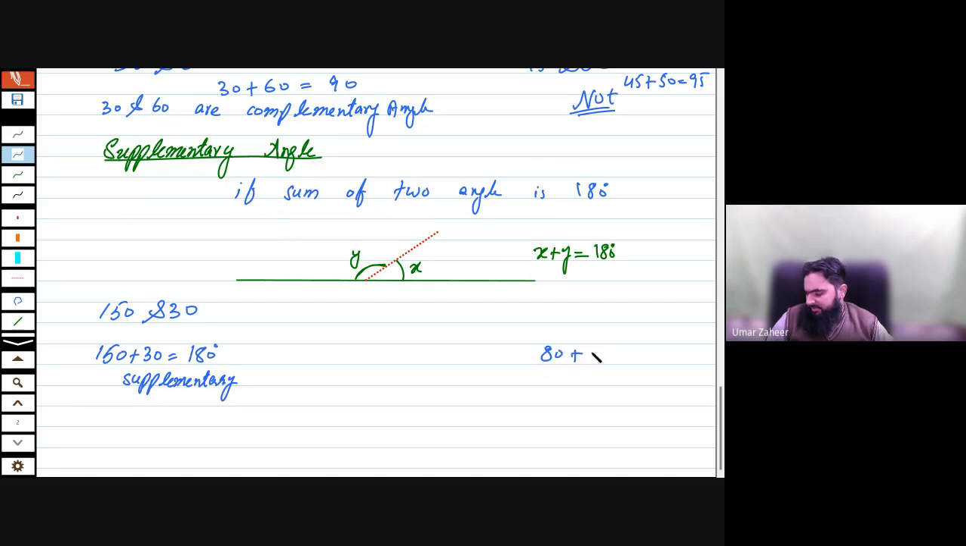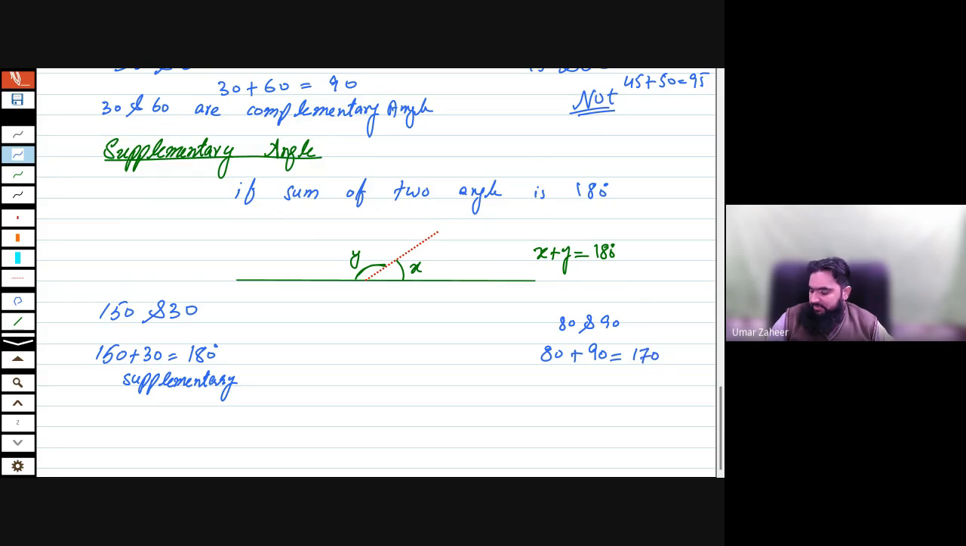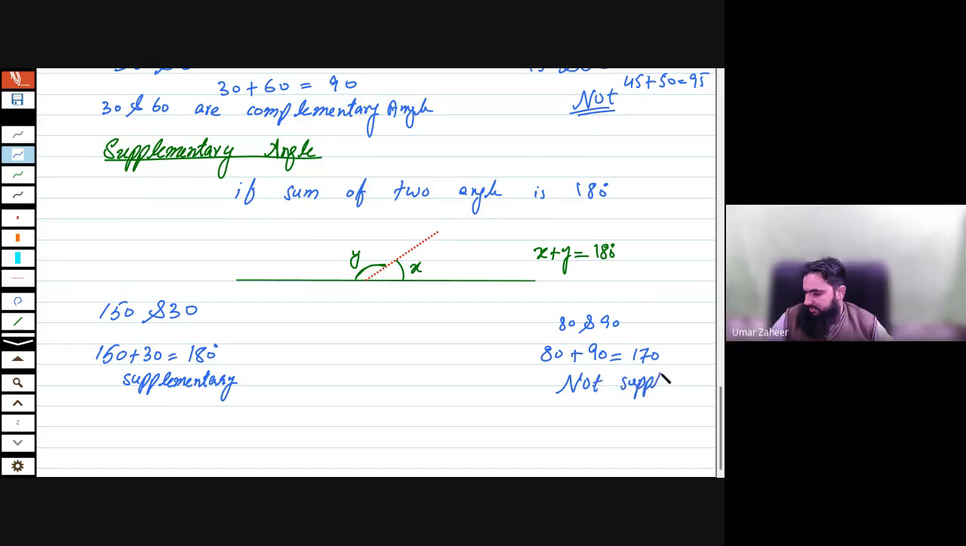In the same way, if we add 80 plus 90, that will be equal to 170. So obviously they are not supplementary angles. Clear?